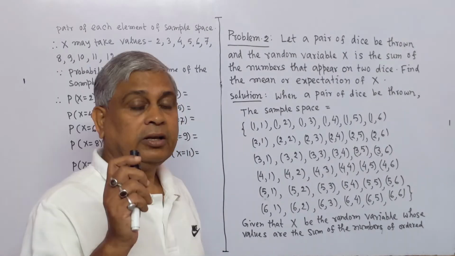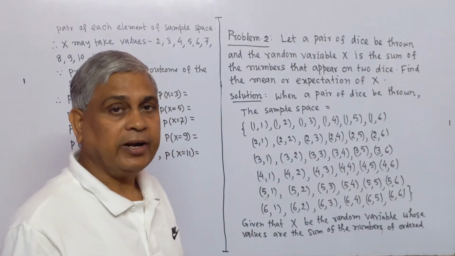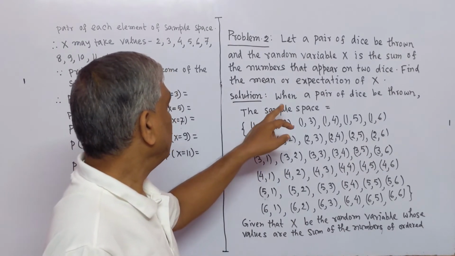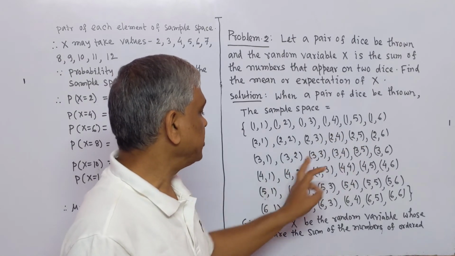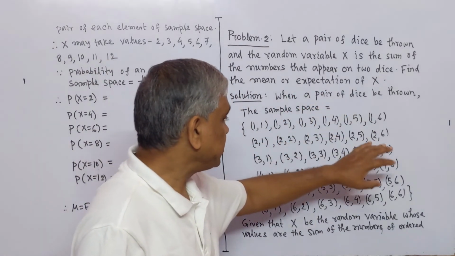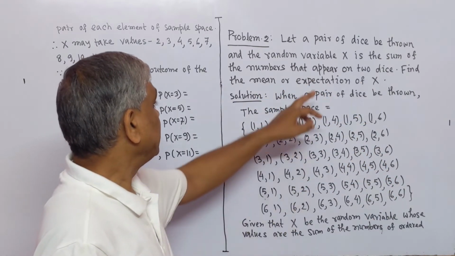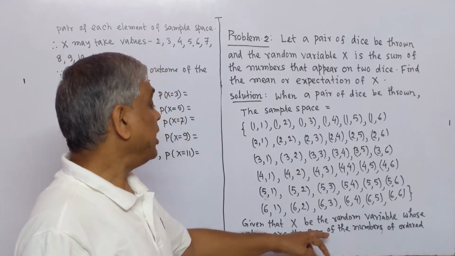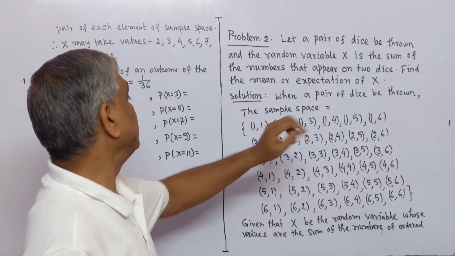Now we solve this. Given that a pair of dice be thrown, then the sample space will contain elements of the form of ordered pair 1 1, 1 2, 1 3, 1 4, 1 5, 1 6, 2 1, 2 2, 2 3, 2 4, 2 5, 2 6 and so on, up to 6 5, 6 6. Here we get 36 members. Given that capital X be the random variable whose values are the sum of the numbers of the ordered pairs of each element of the sample space.